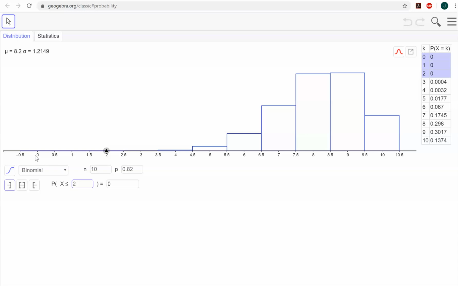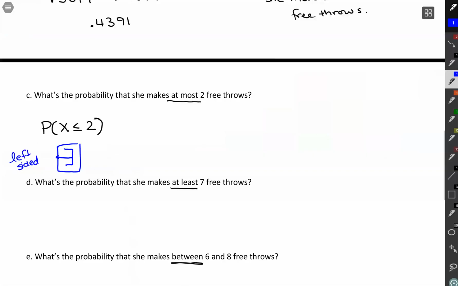So again, she's so skilled, we're not expecting to be out there at all. So with that, you can grab it from over here. That probability is 0. So this would be the equivalent of a 0% chance of her making at most 2 free throws.